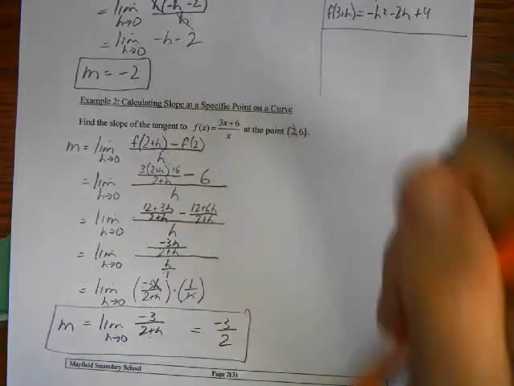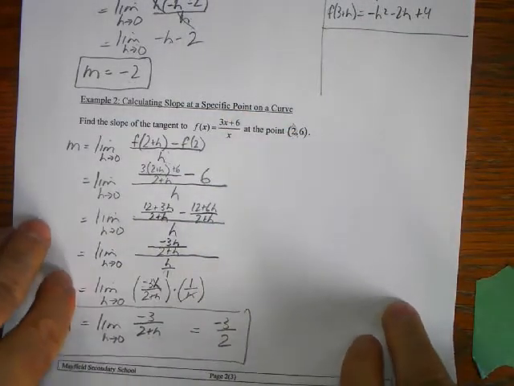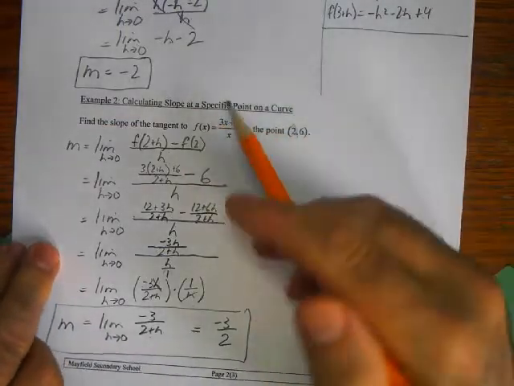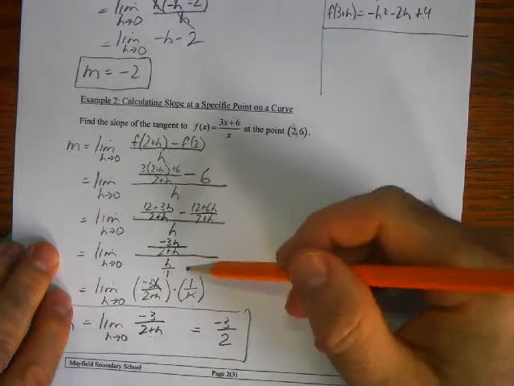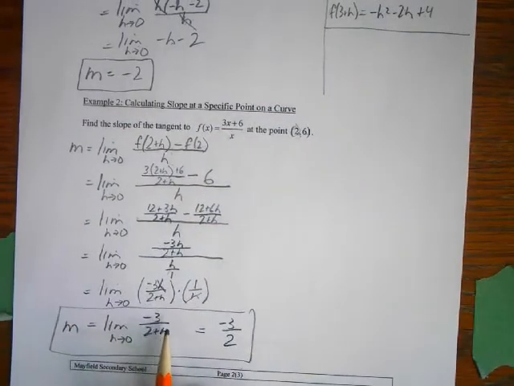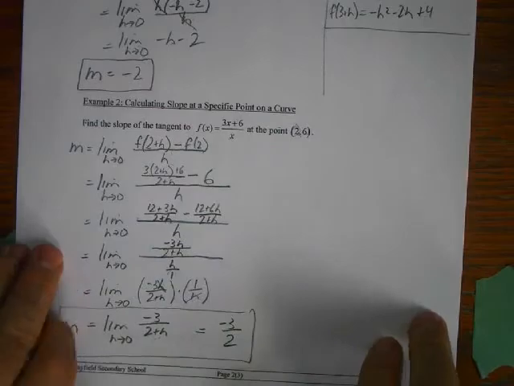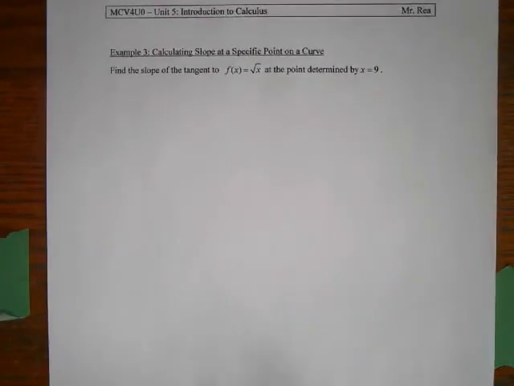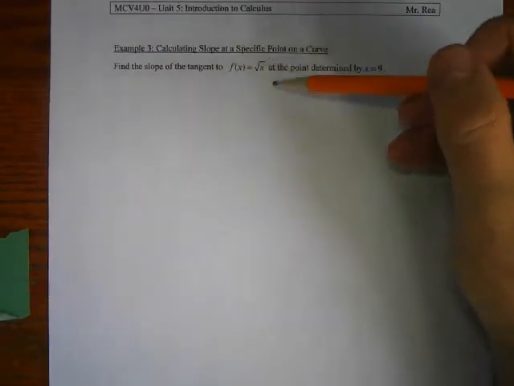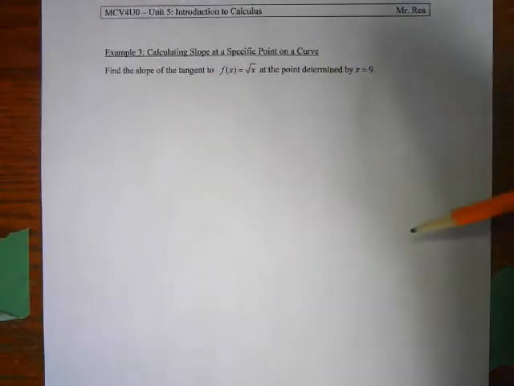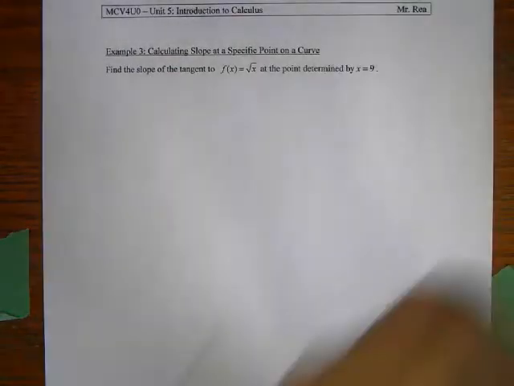Okay, so that was a trickier one, but we just did the math and tried to simplify as much as we could, and we ended up getting to a place where we could safely plug in a 0 for h and get an actual number. Okay, so let's do one more example, and this time we're going to do a square root function. So find the slope of the tangent to f of x equals square root of x at the point determined by x equals 9.